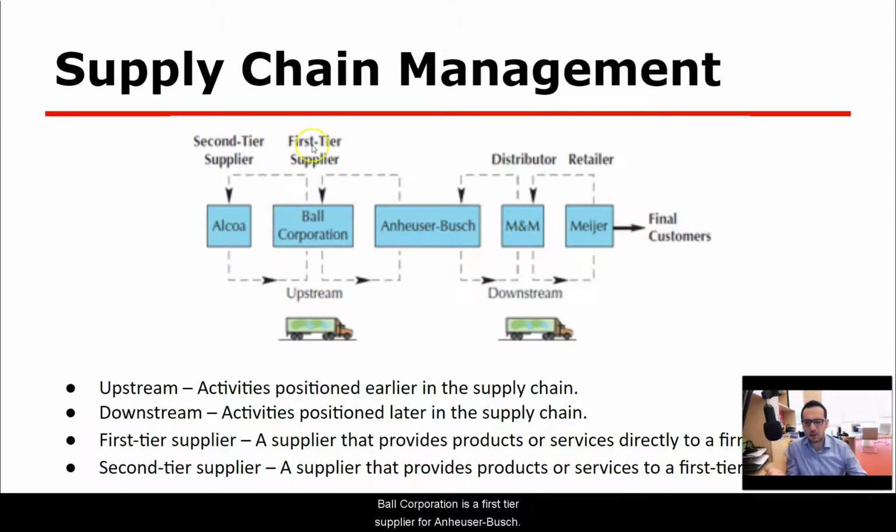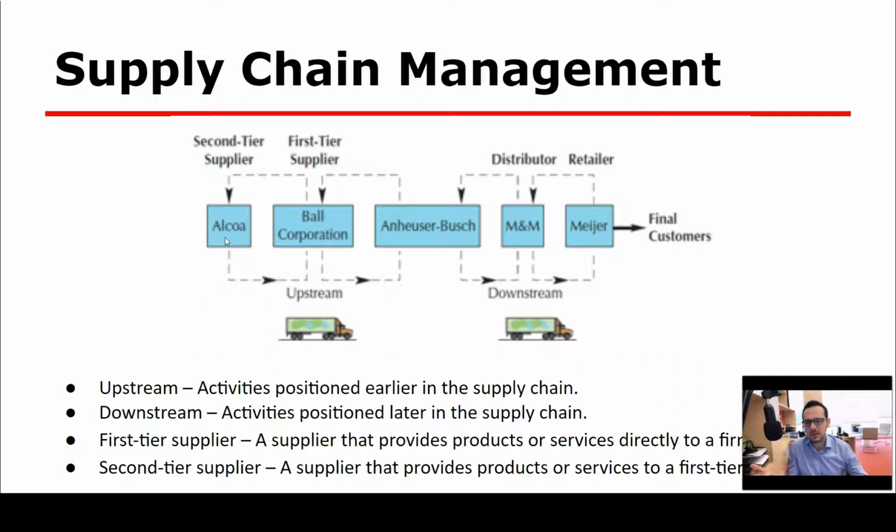So Ball Corporation is a first-tier supplier for Anheuser-Busch. And Alcoa is a second-tier supplier for Anheuser-Busch. It's very crucial to understand. Do you think Anheuser-Busch needs to know their second-tier suppliers? Probably the answer is yes and no.